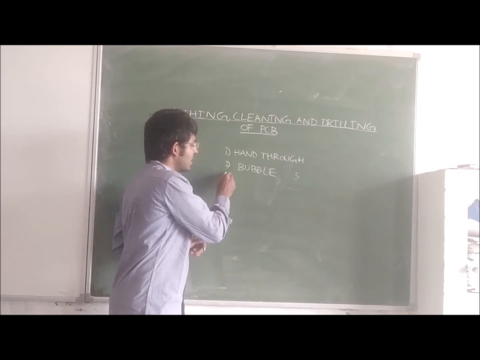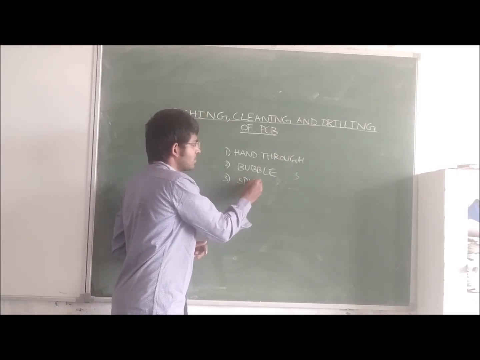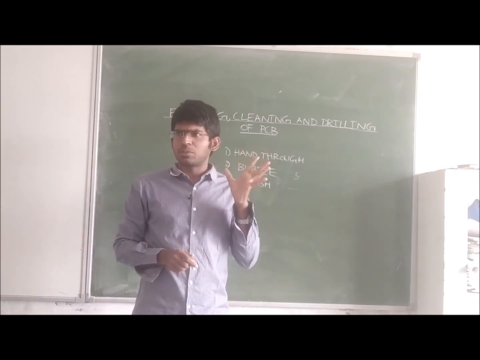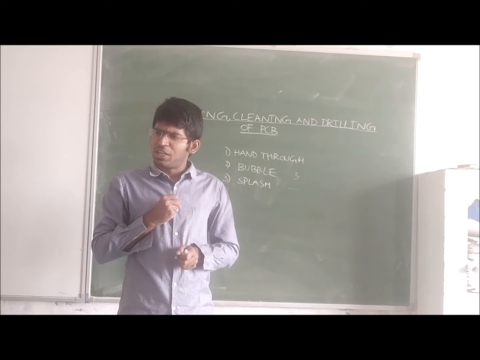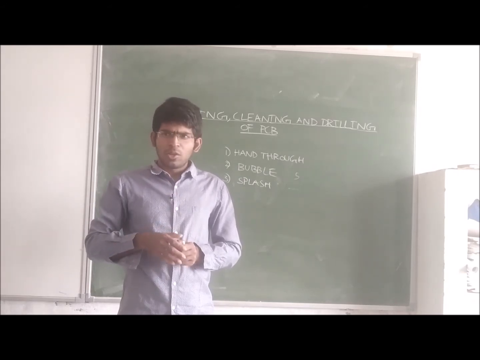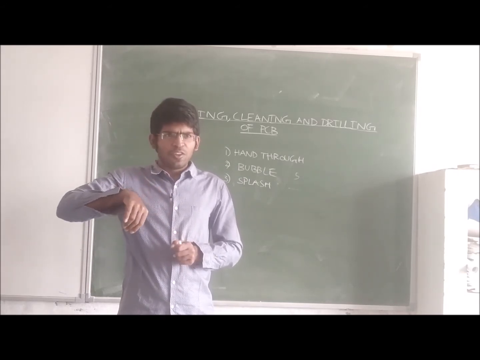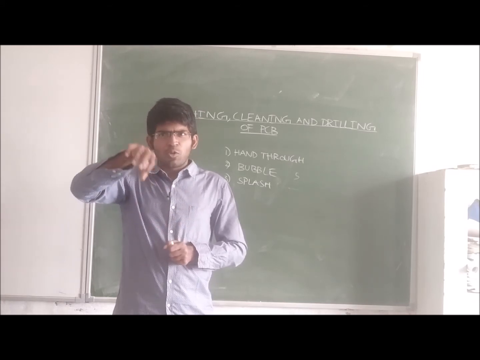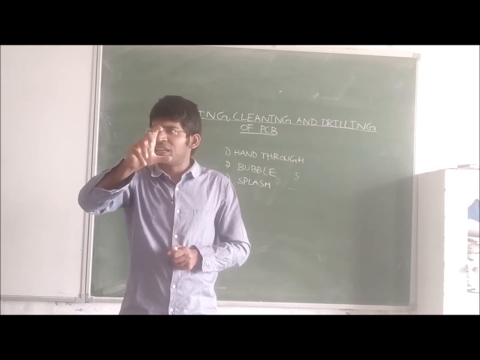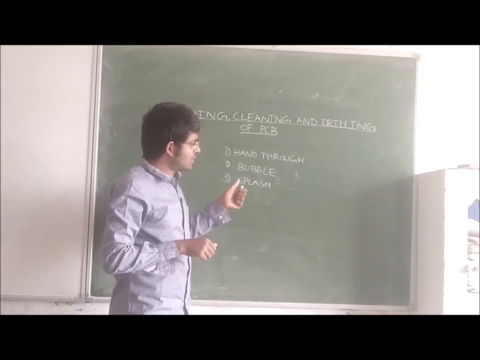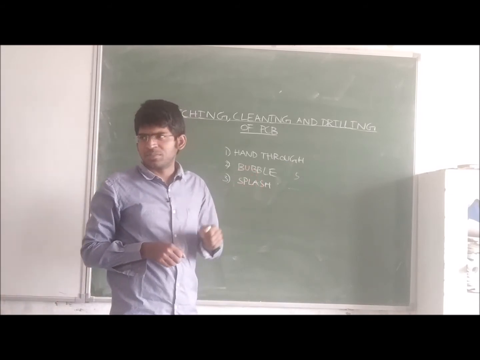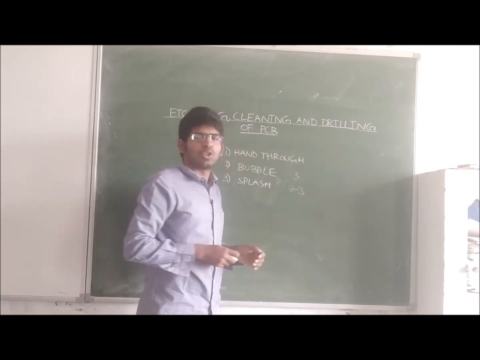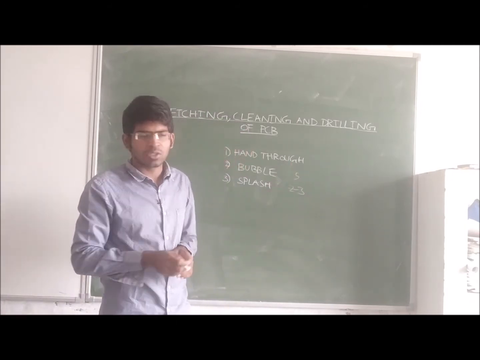And the third etching is splash etching. Splash, as the name suggests, we are splashing something by using some centrifugal force. By using the centrifugal force, if we splash the ferric chloride liquid, and because of this splashing, if etching is done, then that type of etching is called splash etching. It generally takes 2 to 3 minutes to complete the etching process.